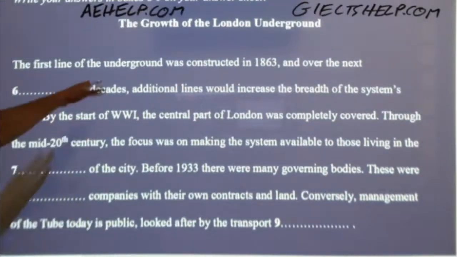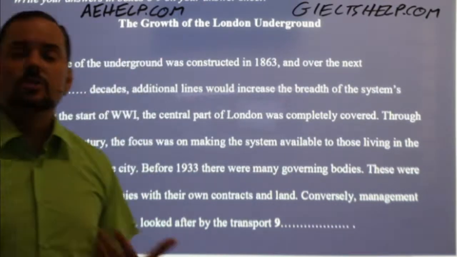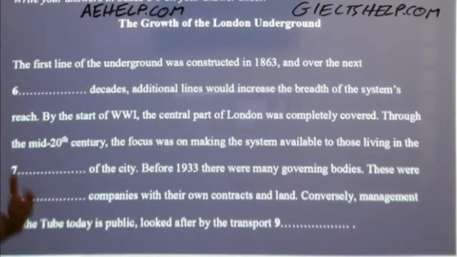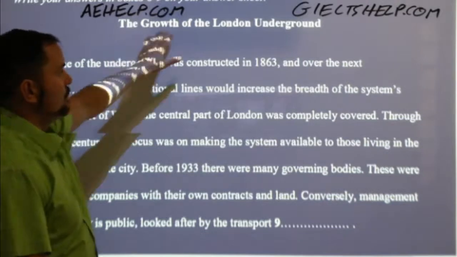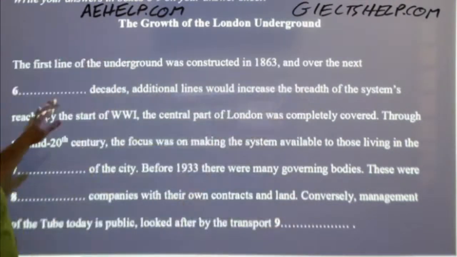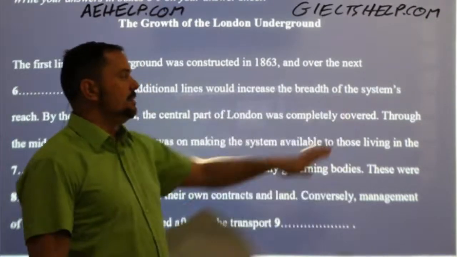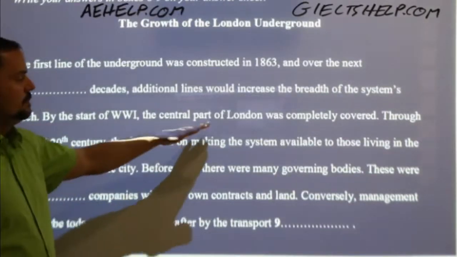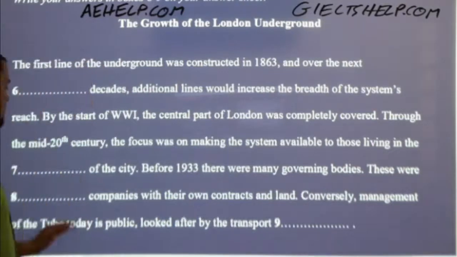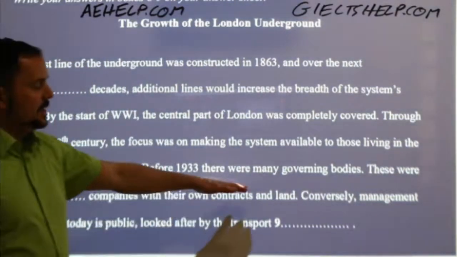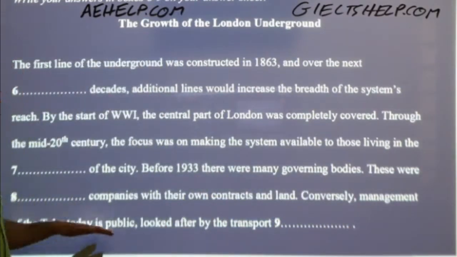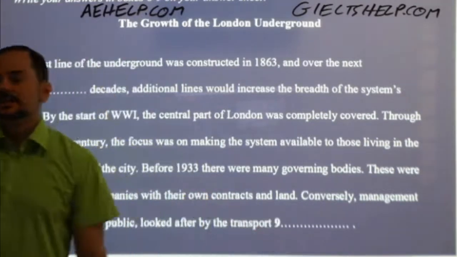It makes logical sense. Here we have a summary completion question. Summary completion questions, definitely a good idea. They give you an idea of the passage. In other words, paraphrasing. So these ones are not too bad. Let's read these. The first line, so read with me. The growth of the London Underground. The first line of the Underground was constructed in 1863, and over the next something decades, additional lines would increase the breadth of the system's reach. By the start of World War II, the central part of London was completely covered. Through the mid-20th century, the focus was on making the system available to those living in the something of the city. Before 1933, there were many governing bodies. These were something companies with their own contracts and land. Conversely, management of the tube today is public and looked after by the transport something.